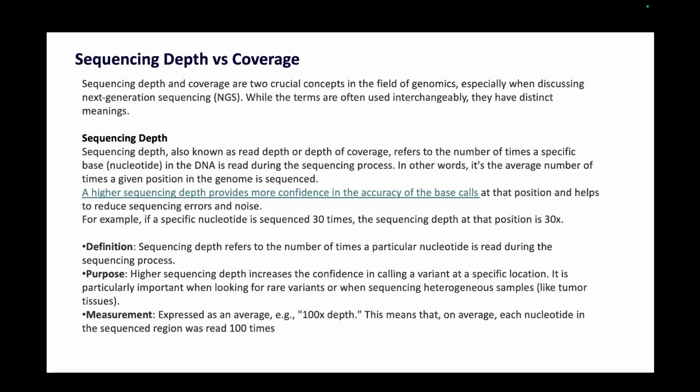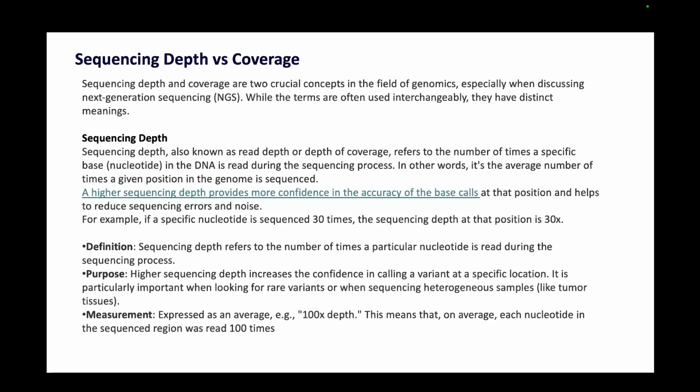So for the stretch of say from 1 to 1000 base pairs, you have say 50 reads. So all the bases inside that stretch, 1 to 1000, have been sequenced 50 times. So your sequencing depth will be 50 there. The higher the sequencing depth, the more times you sequence a particular region of the genome, the better, because there are fewer chances of error and noise.